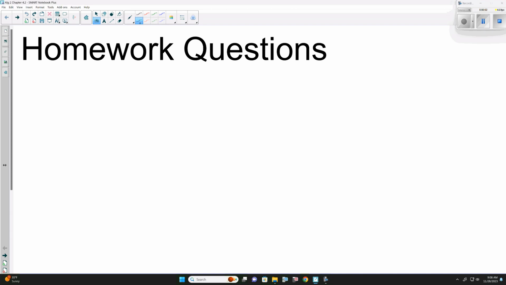Before we get started, are there any questions over the homework? Yes? Number 17. Describe the end behavior of the graph of the function.